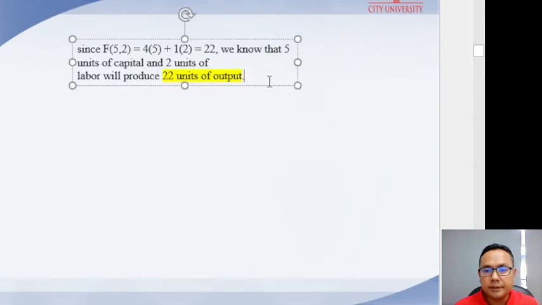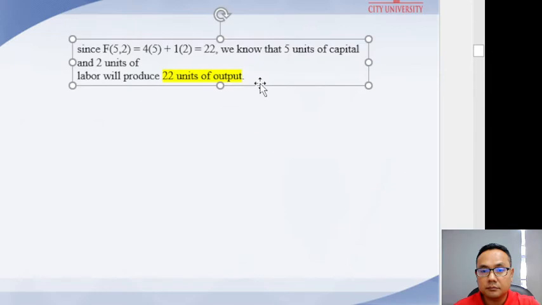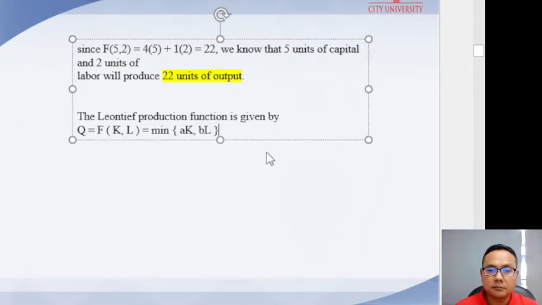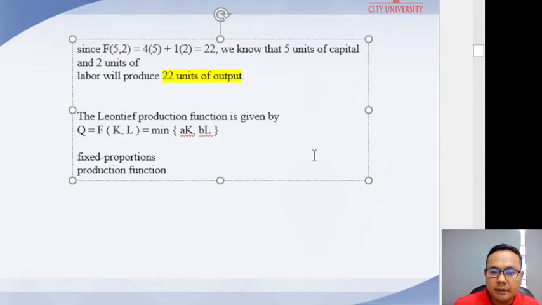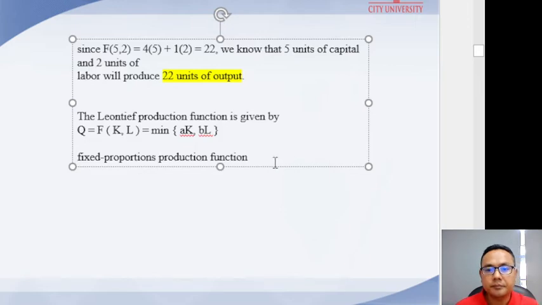So here is an example. The Leontief production function is given by Q equals F(K, L) equals min{AK, BL}, where A and B are constants. It is also called the fixed proportion production function, because it implies that inputs are used in fixed proportion.